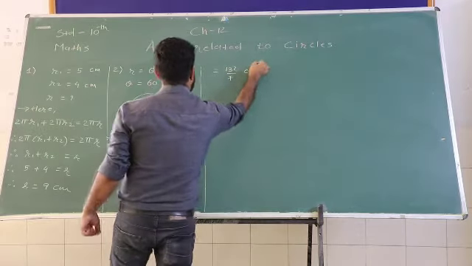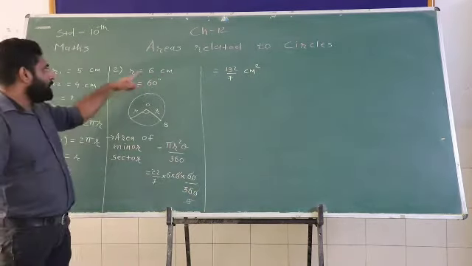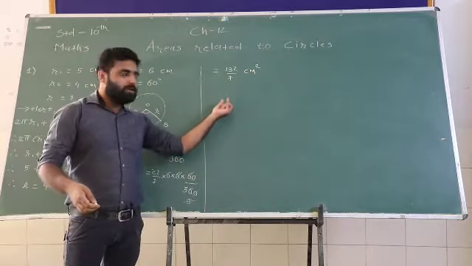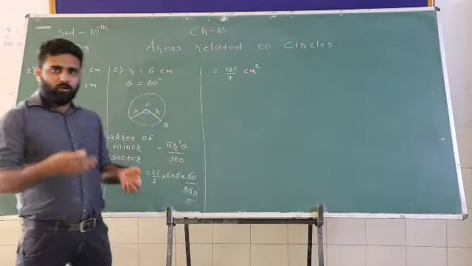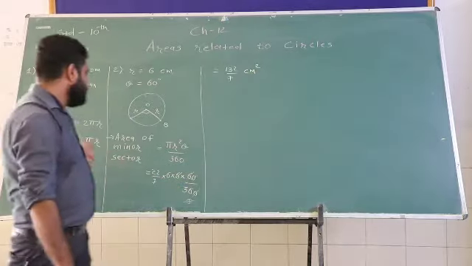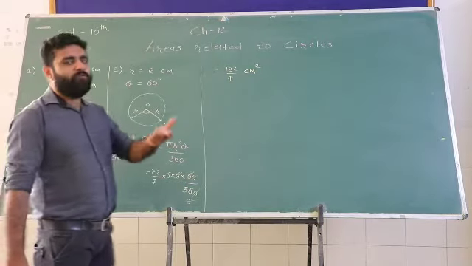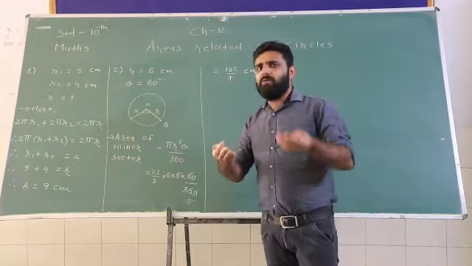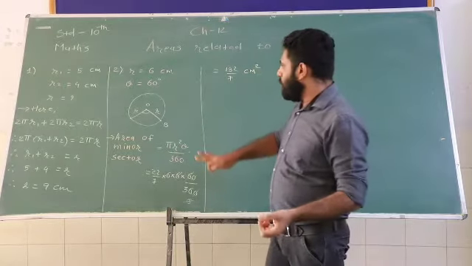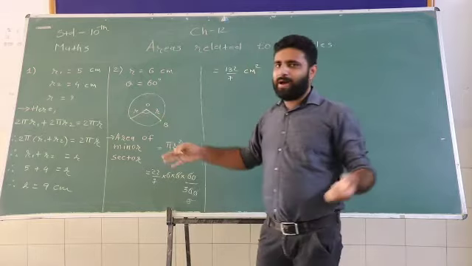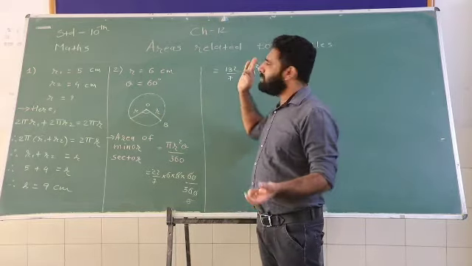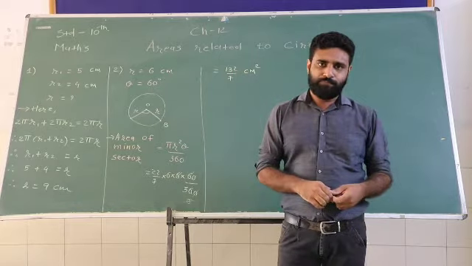Area 4 centimeter square. In this chapter no need to do further calculation, no need to do the division. That is the area of the minor sector. If you want the area of the major sector, now you can find it easily: area of the circle, pi r square, minus the area of this minor sector.